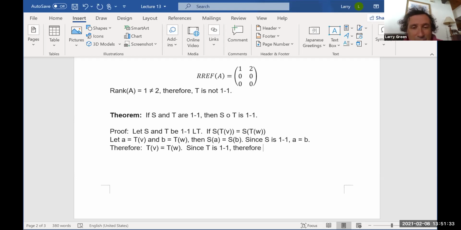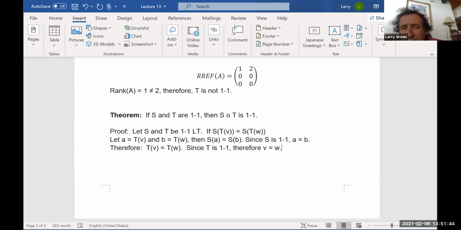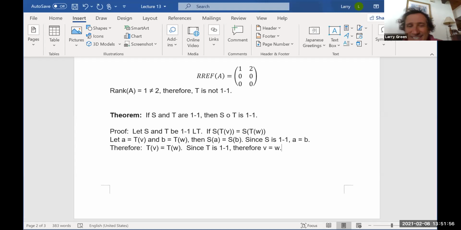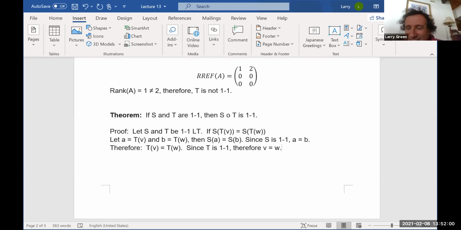So since T is 1 to 1 and T of V equals T of W, what can I now say? V equals W. Any questions at all on this proof? Do you all agree it was really easy to watch? It's definitely way easier to watch. And if I gave it to you on a test, how many of you would get it right? Probably not me, if I gave it to you without just showing you now.